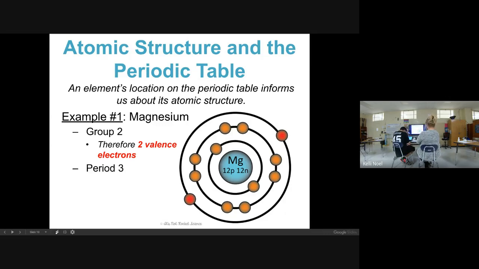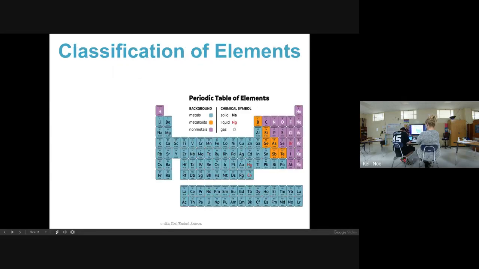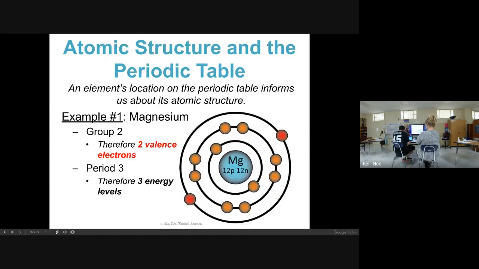It's in period 3, so if you've numbered it out beside sodium, you're going to put a 3. It has 3 black circles around that nucleus. And notice that there are 2 on the first, there are 8 on the second, and 2 out here. That's a total of 12. So there are 12 protons, and in the ones we're doing, there's going to be 12 electrons.